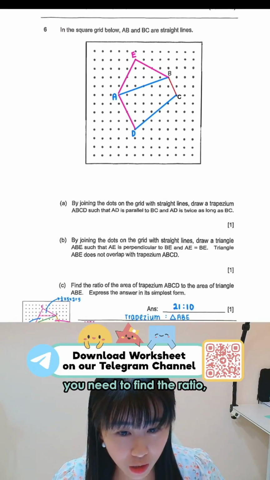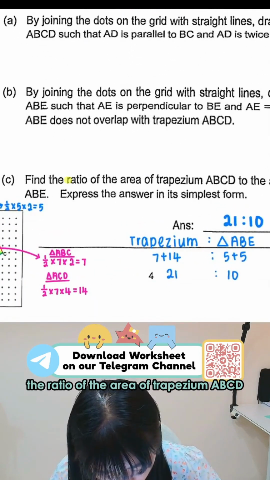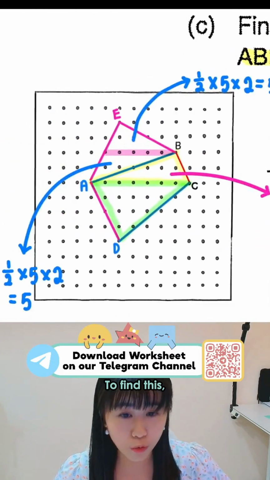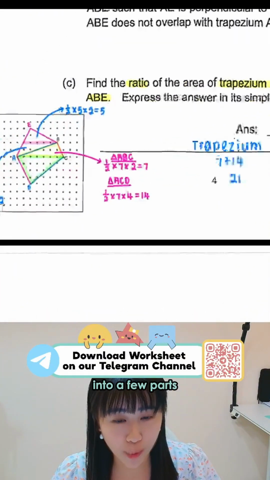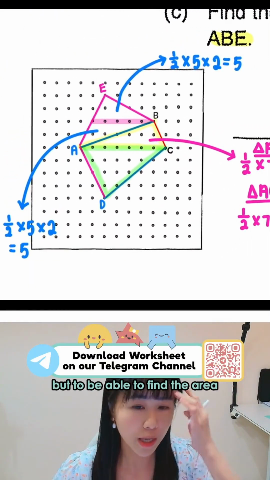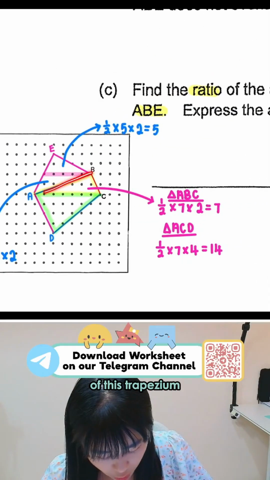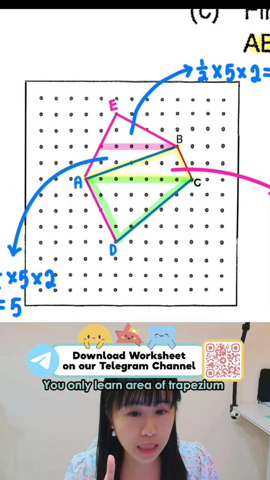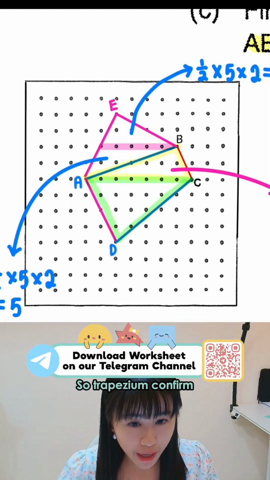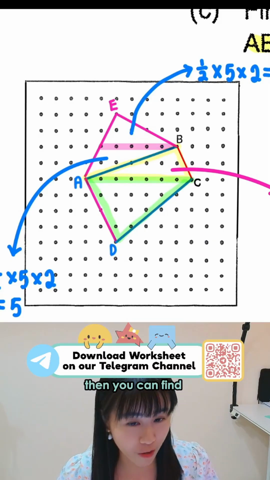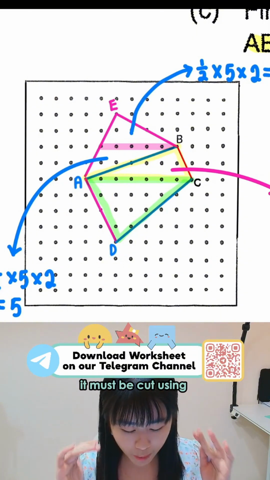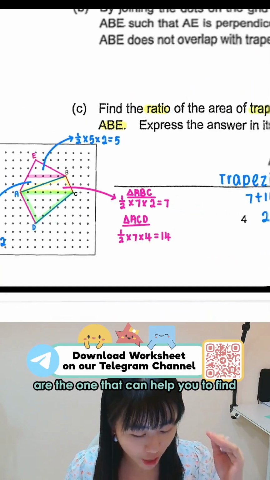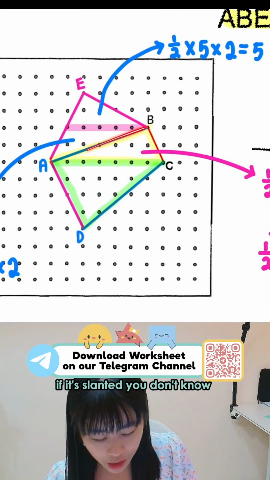So part C, you need to find the ratio of the area of trapezium ABCD to the area of the triangle ABE. To find this, I will cut this diagram into a few parts. So this is the diagram you originally have. But to be able to find the area of this trapezium and this triangle, it's not something that you can do directly. You only learn area of trapezium in secondary 1. So trapezium, you confirm need to cut into shapes that you really know, then you can find. So how are you going to cut? Remember, when you cut, it must be cut using horizontal or vertical lines, because horizontal and vertical lines are the ones that can help you find the area. Reason being, if it's slanted, you don't know how many units it is.